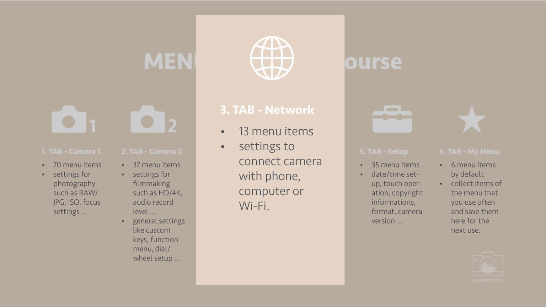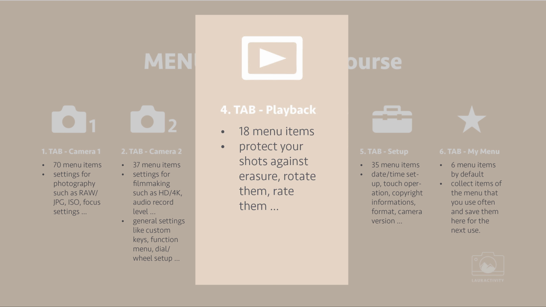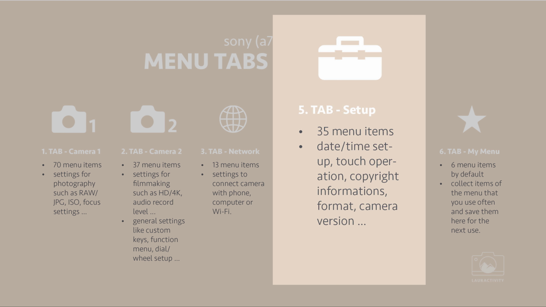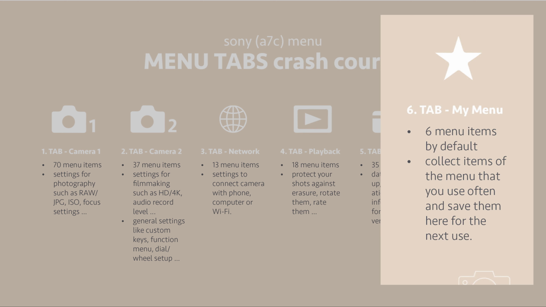In the third tab, we have different settings on how to connect our camera with our phone, computer, or Wi-Fi. The fourth tab contains settings to protect your shots against accidental erasure, to rotate them, rate them, or do many other things with your photos while you look at them with the playback button. The fifth tab contains settings like date time setup, touch operation, copyright information, format, camera version, and many more. And in the last tab, the sixth tab, we have the customizable tab in the menu, where you can collect often used settings for quick access.